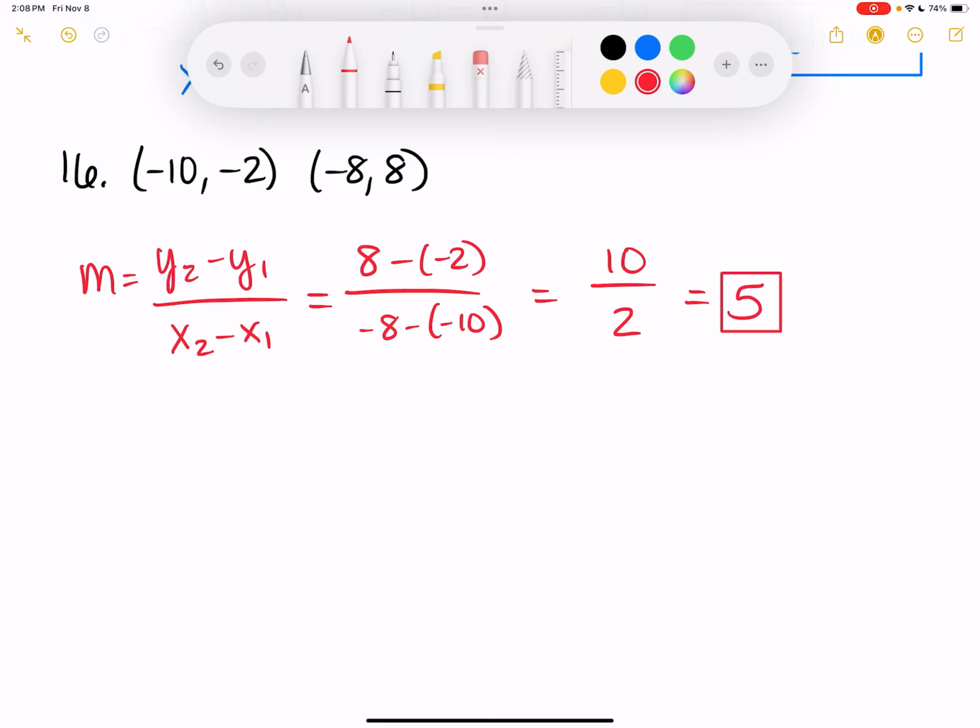All right, what do we get? I got 10 over 8. I got 6 over 5. I got 5. I got 6 over negative 18. Look, you see, you have 10 over 10.